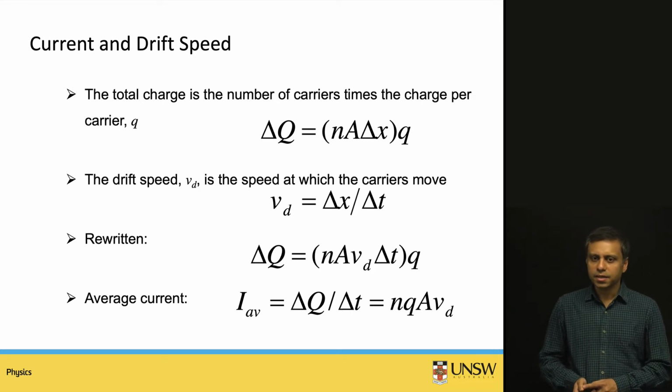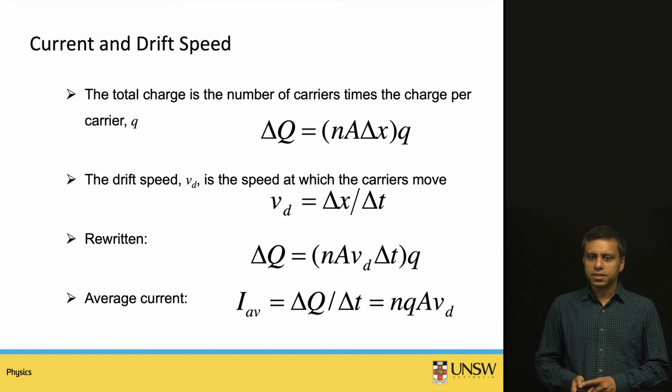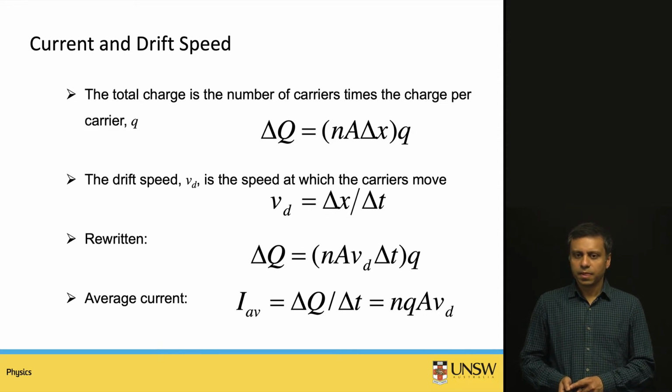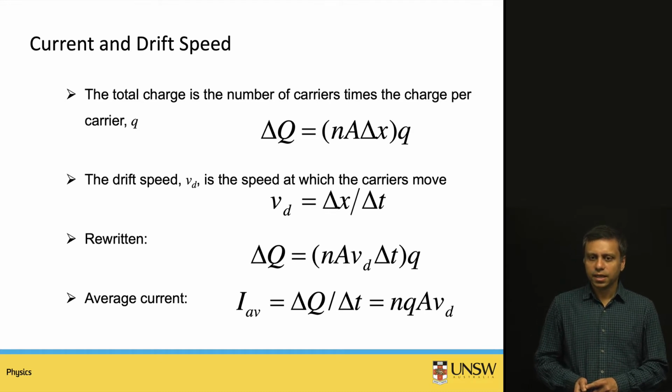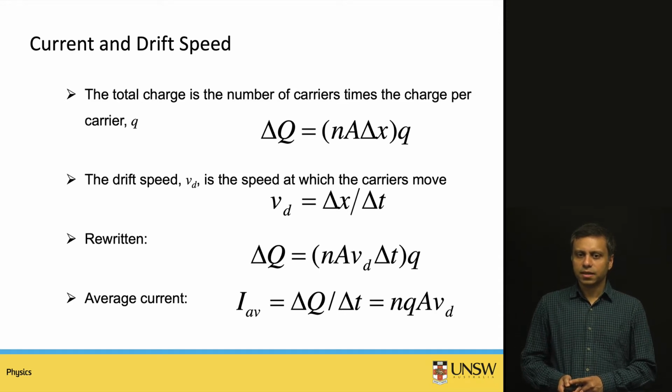Now to obtain current, we have to divide by delta t, because remember the average current is delta q over delta t. And we get this expression for I average, which is equal to n times q times A times vd. So number of carriers per unit volume times charge of each carrier times the cross-sectional area A times the drift speed vd. So that gives the average current flowing in this wire.